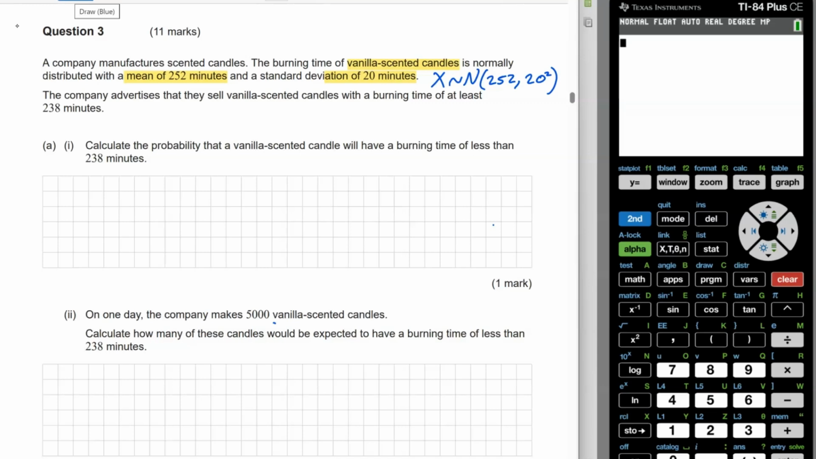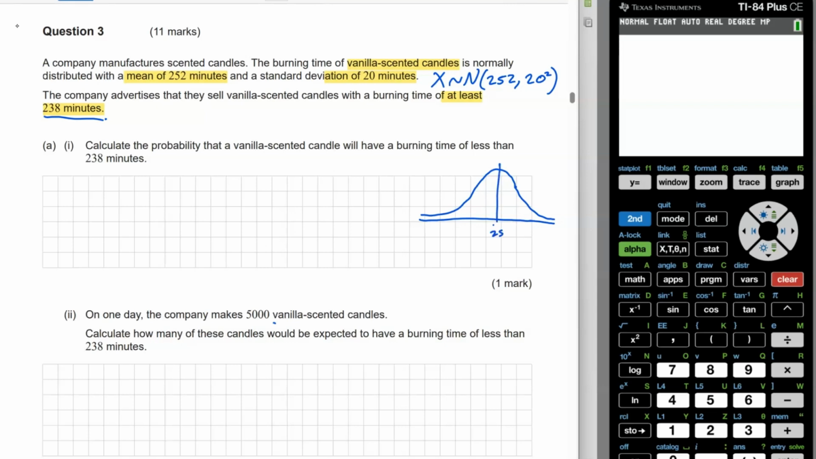What the company claims about this, I should say, is that they burn at least 238 minutes. So we're going to have a look at that claim in the first question down here. It says, what's the probability that this is actually the case? So I'm going to do a quick sketch first.